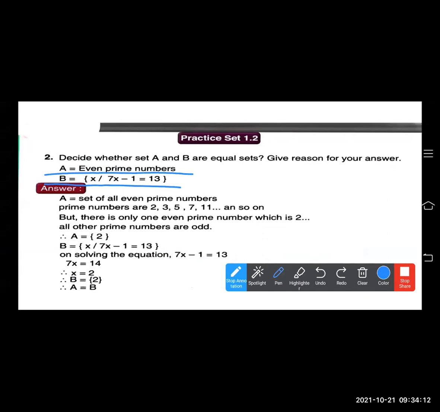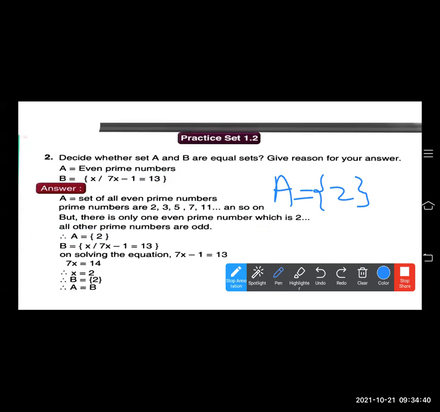So let's see what is coming. A is equal to the set of all even prime numbers. Prime numbers are 2, 3, 5, 7, 11 and so on. As I told you, there are several questions related to this sentence. The only even prime number is 2. All other prime numbers are odd. Therefore, A is equal to the singleton set {2}. This way you can write.